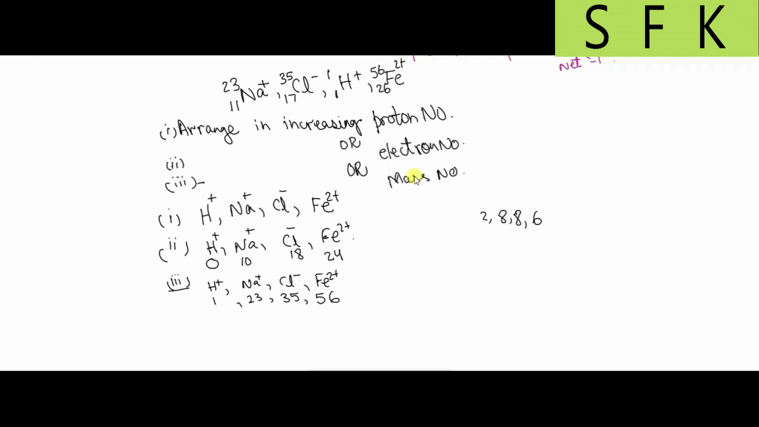Okay, then the third one says arrange them in order of increasing mass number. That's also easy. Just look at their masses. The hydrogen positive has a mass of 1, so it comes first. Then sodium has a mass of 23, so it comes next. Then chloride, and finally iron 2 plus.